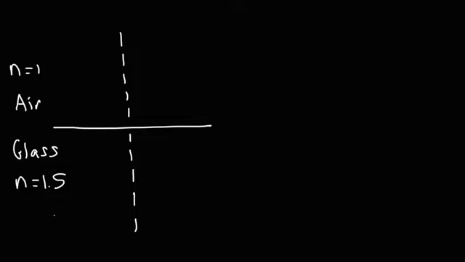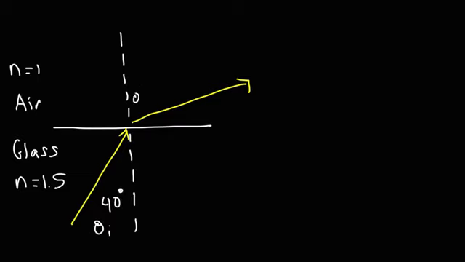So this is going to be the incident ray. And this time, the refracted ray is going to move away from the normal line. Let me make this angle smaller. So I'm going to choose an angle of 40 degrees. So that is the angle of incidence. Now let's calculate the refracted angle.